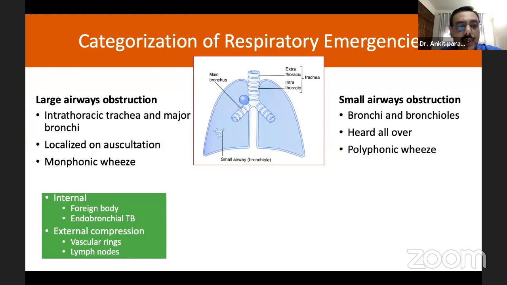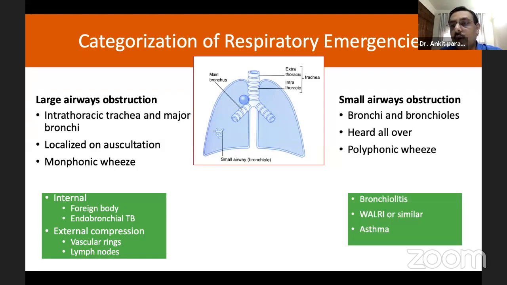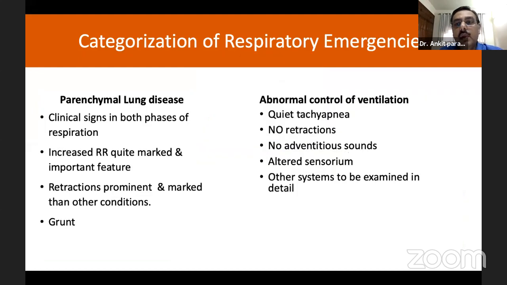Dr. Joseph just showed you a case. You can also have vascular rings and lymph nodes, and small airway obstruction, bronchiolitis, viral or episodic wheezing, and asthma. So this is the common differential that we have. You can further have a parenchymal lung disease where you have signs in both phases of respiration. You have marked tachypnea, retractions are prominent. There can be crepitations, and there can be a grunt.